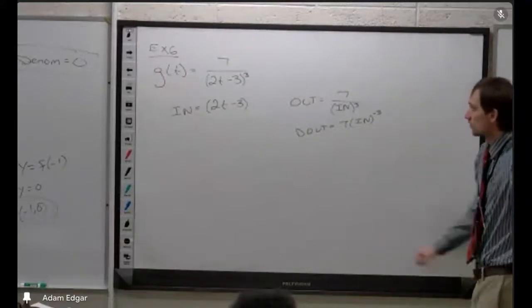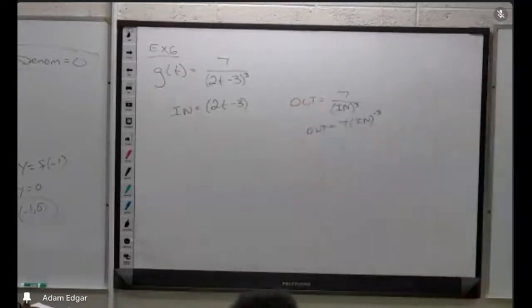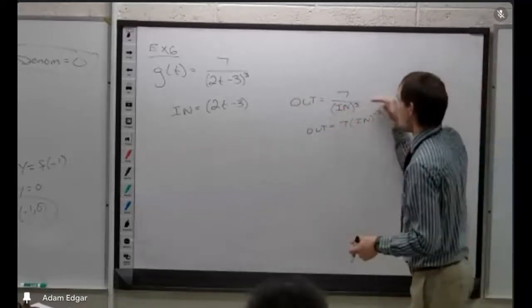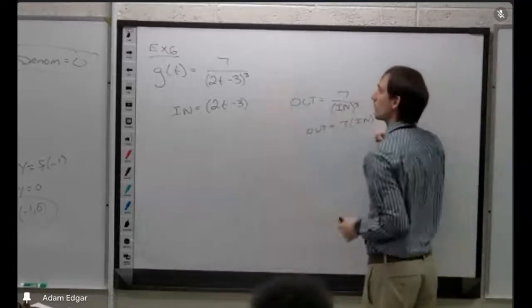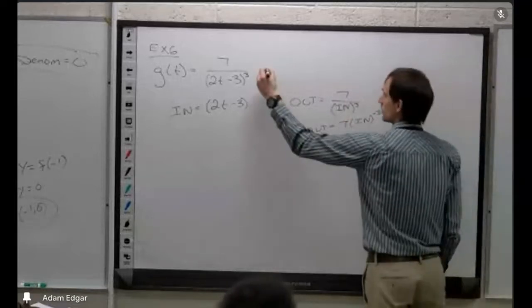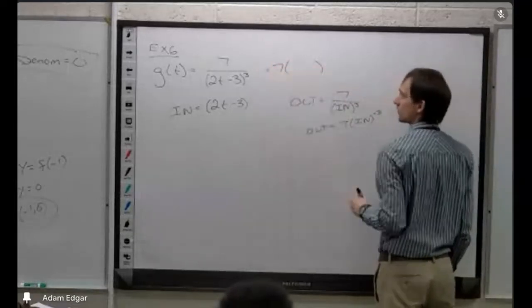Yep, you're right, that's out, not in. The out, rather. Is that what you're going to say? Sorry. Thank you. Now, there's another way to do this, and that would be to do this kind of rewriting step at the beginning, and then define in and out. So if you wanted to, you could say this is 7 times all of that stuff, the negative third.